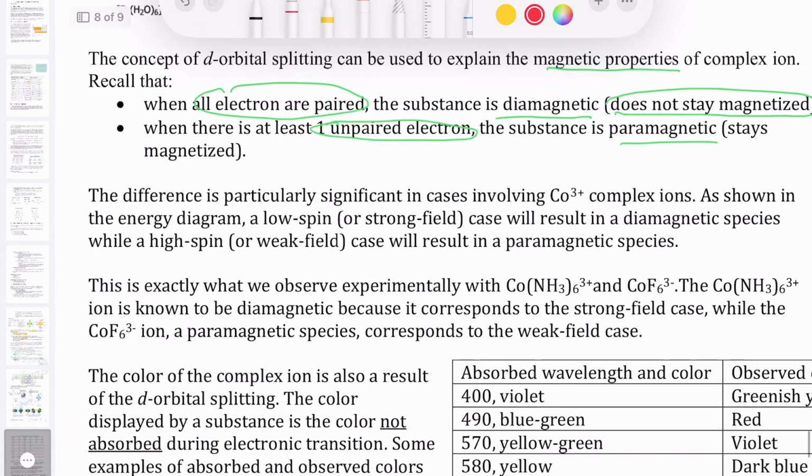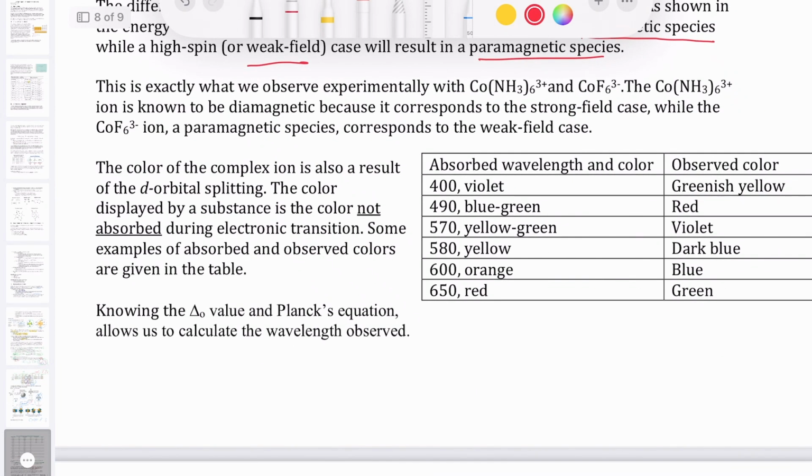So this part of the note tells you that you particularly have to pay attention to those cobalt-3 complex ions that I just mentioned earlier, because that one is where there's a clear difference between whether you're having the strong field case, in which case all you have is a diamagnetic species, or a weak field case where you have a paramagnetic species. Another factor that's affected is color.